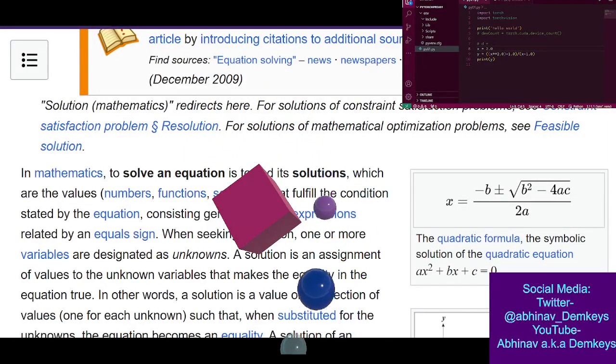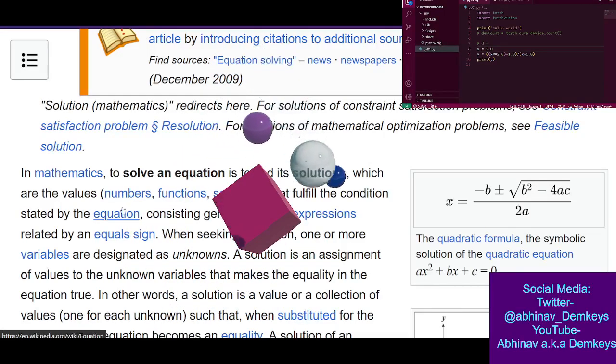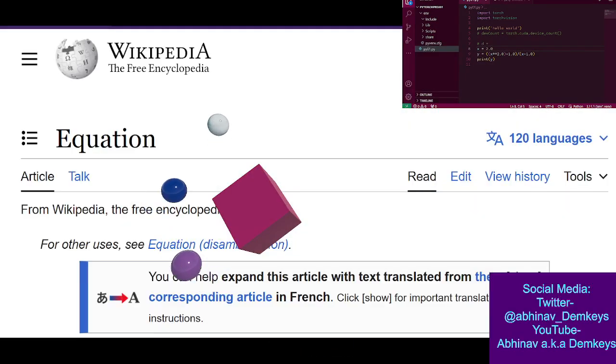Oh, hold on. I wonder if that also comes under solving, or if that has its own topic. Is that called rearranging an equation? Let me see if there's a Wikipedia entry for that. Give me a second. Equation solving. Okay, so there is an equation page. Let's open that up.